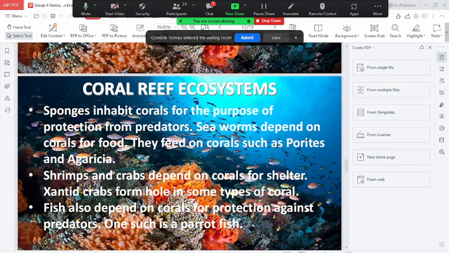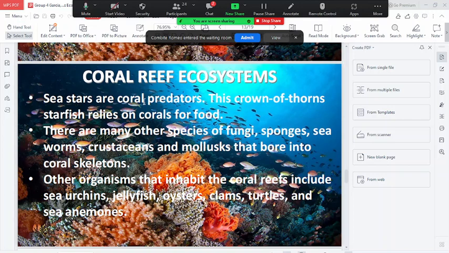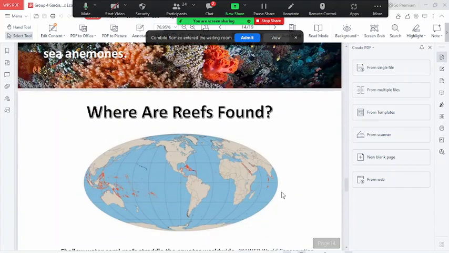Some crabs form holes in some types of coral. Fish also depend on corals for protection against predators. One such is a parrotfish. Sea stars are coral predators. This crown-of-thorns starfish relies on corals for food. There are many other species of fungi, sponges, sea worms, crustaceans, and mollusks that bore into coral skeletons. Other organisms that inhabit the coral reefs include sea urchins, jellyfish, oysters, clams, turtles, and anemones.